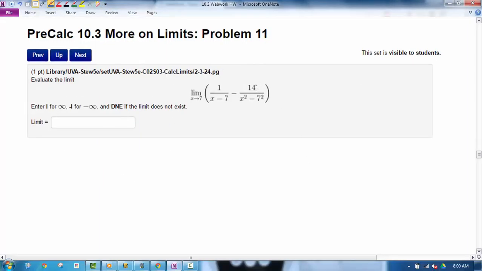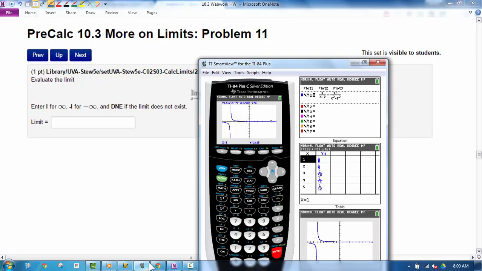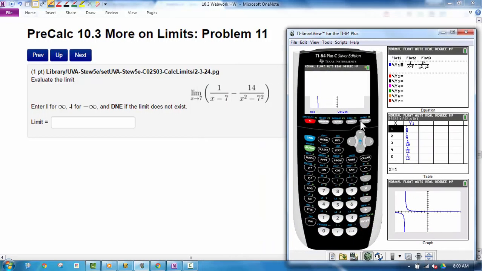Okay, the next problem, problem 11, is a little harder. I can't evaluate this by substitution because I get undefined. And actually both branches would be undefined because the bottom would be 0. So for a problem like this, we're going to have to use a calculator. So go ahead and graph this in the calculator. I've graphed mine already.